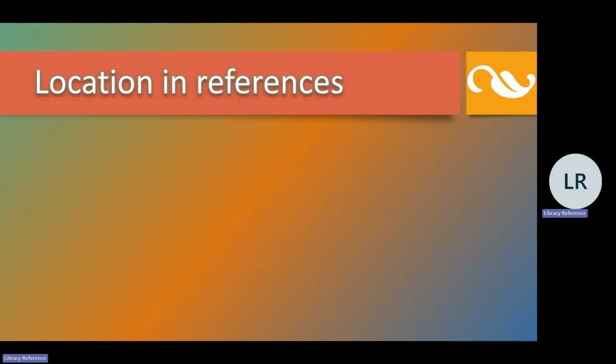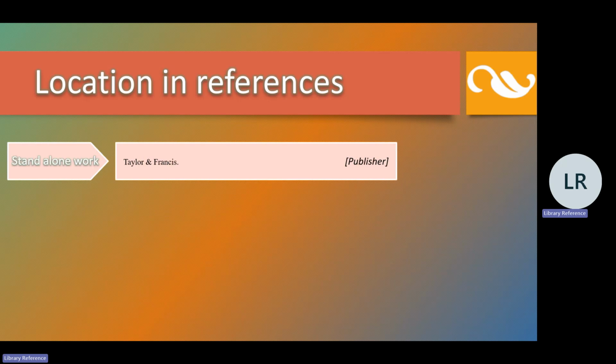Last element, the location. So let's say a few things about the location in the list of references. Here we have the following variations. First of all, if we want to cite a standalone work, as we mentioned earlier, standalone works are works like books or journals or magazines or web pages. In these cases, usually presenting the publisher in the location element is enough. So if we are citing a book, we would present the publisher of the book. In the example here, the publisher is Taylor and Francis.